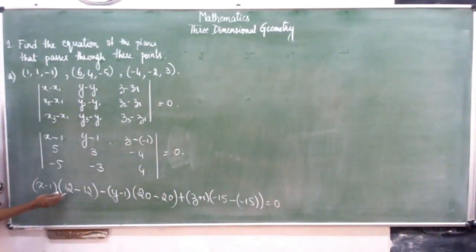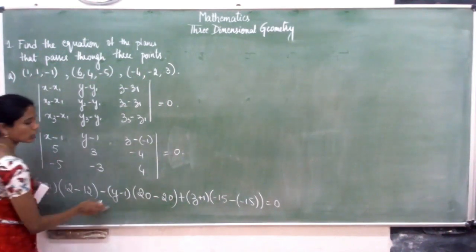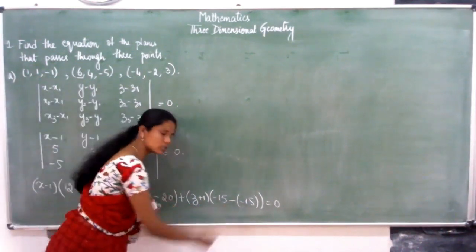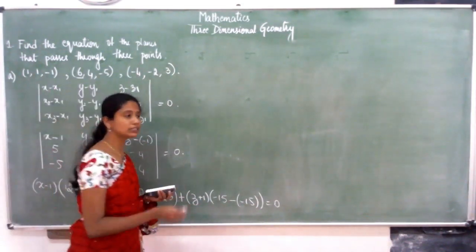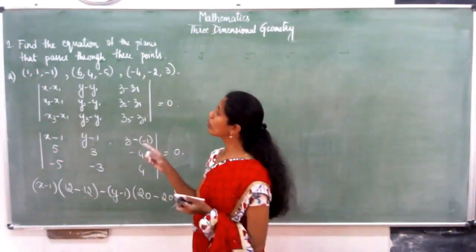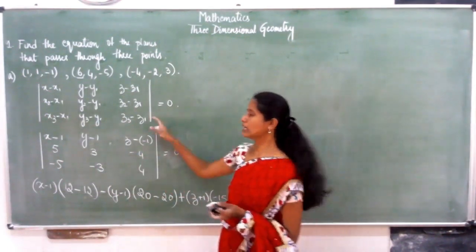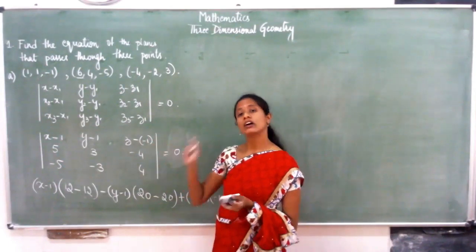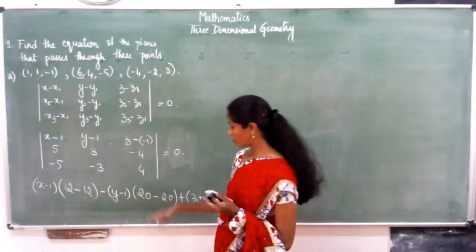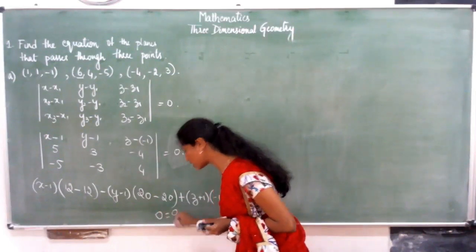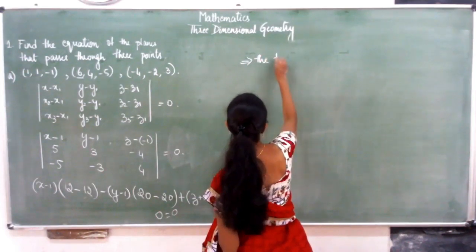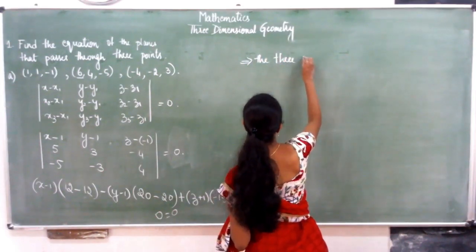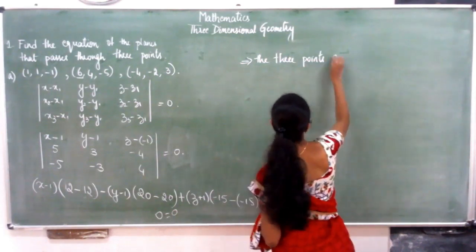So if you simplify, see here 12 minus 12, 0. 0 at x minus 1, it is 0. Again, if you see, this also will be equal to 0, this also will be equal to 0. So we got 0 is equal to 0. What does this imply? These 3 points are collinear. This is the equation which we have derived for non-collinear points. But here, once we are getting 0 is equal to 0, this implies that the 3 points are collinear.